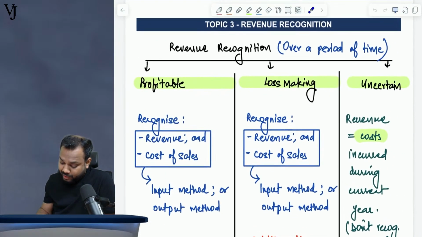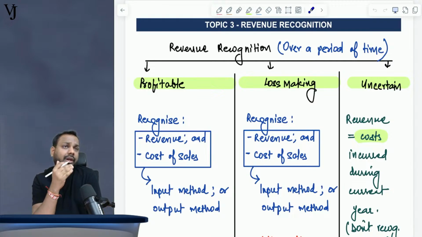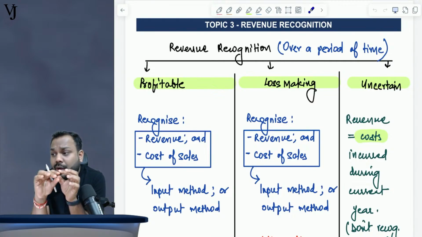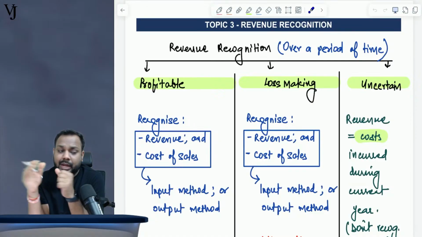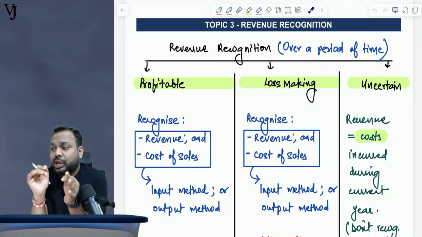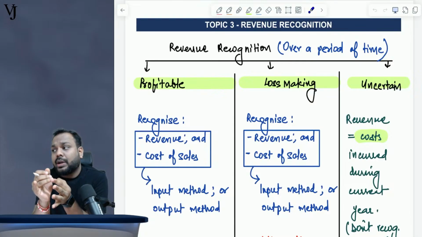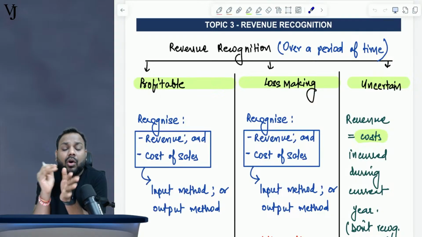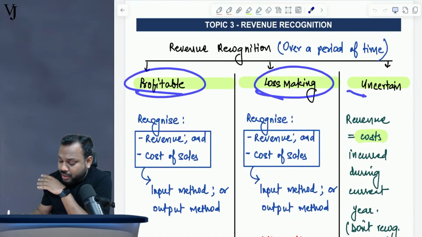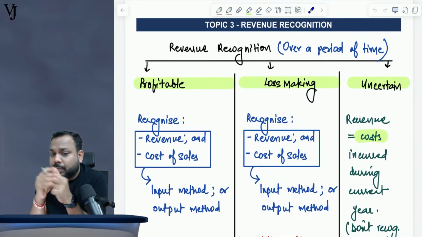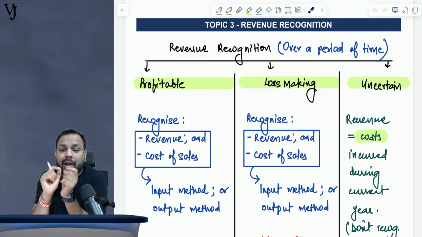Now understand, revenue recognition. Whenever you see that control is getting transferred over a period of time, don't check anything else. First of all, check whether the contract is a profitable contract, a loss making contract, or uncertain. How will you evaluate that? Check what is the total contract price and what is the estimated cost.